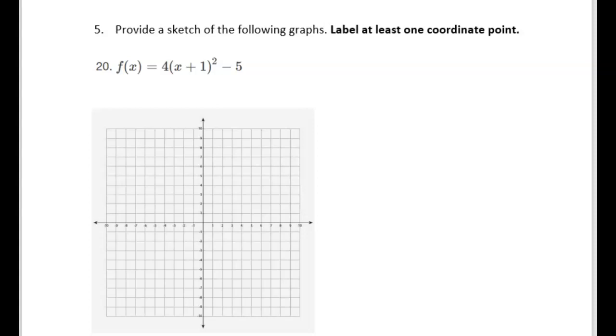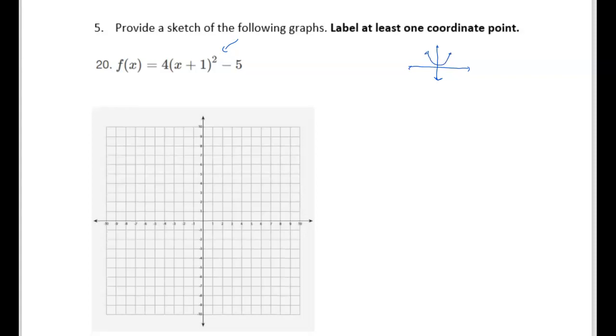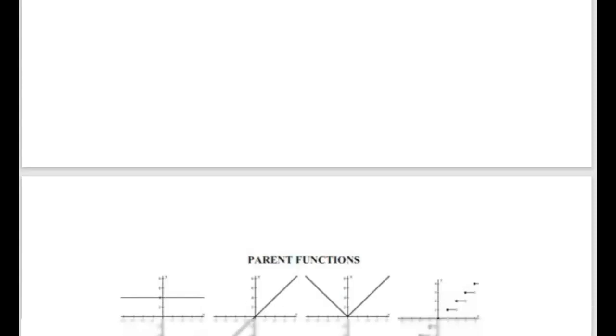Hi class, let's take a look at problem 5, number 20. The first part of the problem that I wanted to mention is because we technically have a squared as part of the problem, so we're going to be expecting a graph that's going to be a parabola. So we're expecting some sort of a parabola in space. And I'm getting this from the parent graphs.